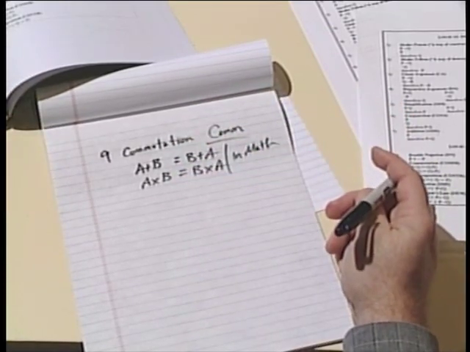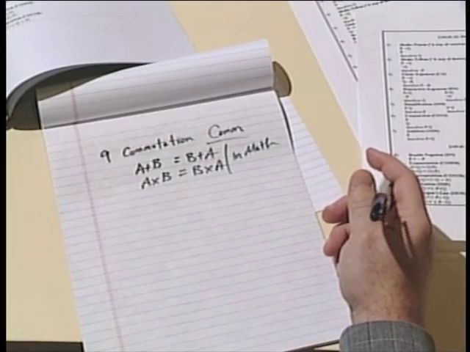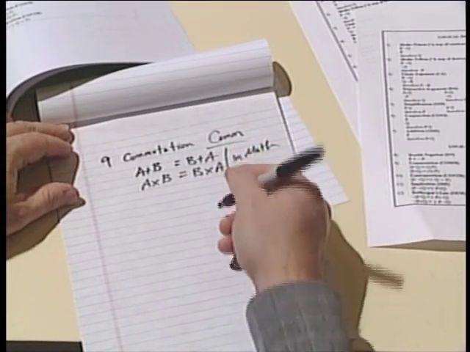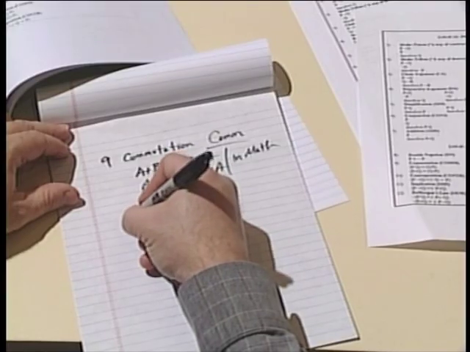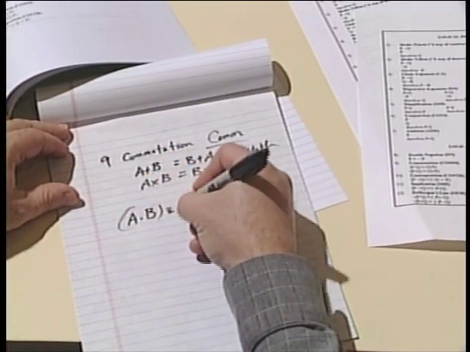From Chapter 6, we found that when we were working with AND statements and OR statements, it didn't really matter what order they came in. And so if I have a statement like A and B, it is logically equivalent to B and A.